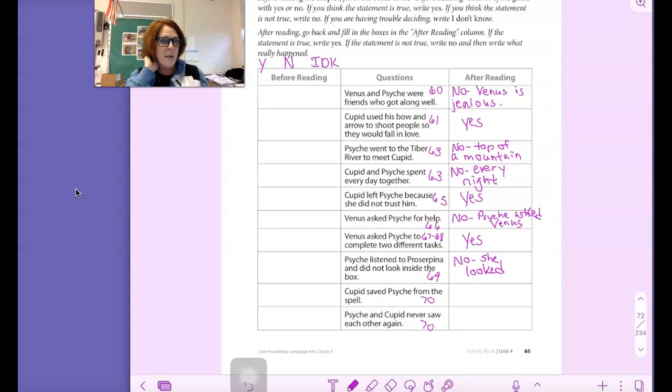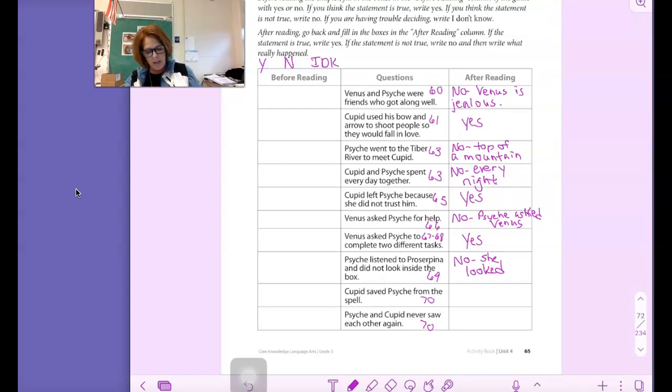So I'm going to read page 70 now. And on page 70, you're going to be listening for 2 things: to find out if Cupid saved Psyche from the spell, and to find out if Psyche and Cupid never saw each other again. To find out if those 2 things are true.